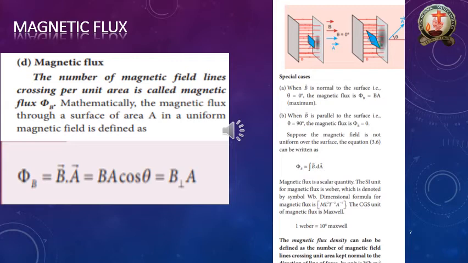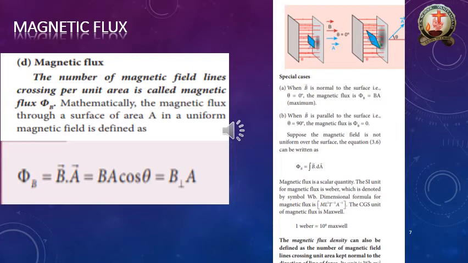Okay, the unit of magnetic flux density is Weber meter power minus 2. Weber we indicate as WB, meter means m. So WB m power minus 2. Okay, so this is the explanation about magnetic flux. I hope you will not be confused about the special cases. So while watching the video, please observe the special cases carefully.